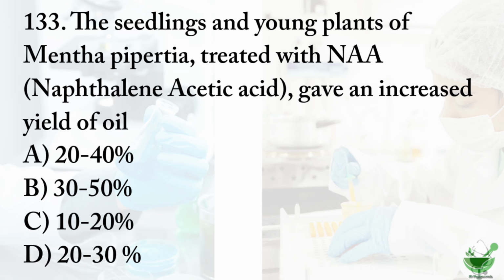Then question number 133. The seedlings and young plants of Mentha piperita treated with naphthalene acetic acid gave an increased yield of oil up to which percentage? So the options are option A 20 to 40%, option B 30 to 50%, option C 10 to 20%, and option D 20 to 30%. The correct option is option B 30 to 50%.